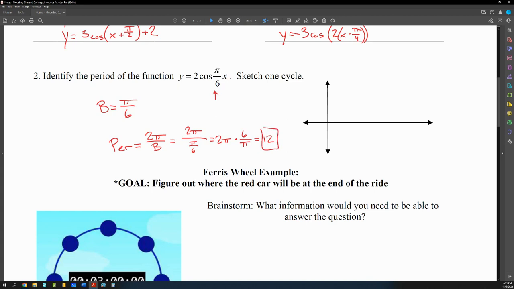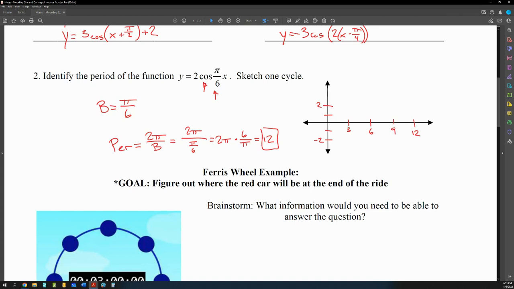So I know that this is a positive cosine function with an amplitude of 2, and I also know that there's no vertical shift. So my max and min will be 2 and negative 2, respectively. And then we also have a period of 12. So we're going from 0 to 12. Halfway in between 0 and 12 is 6. Halfway in between 0 and 6 is 3. And halfway in between 6 and 12 is 9. So these are our 5 key points, 0, 3, 6, 9, 12.